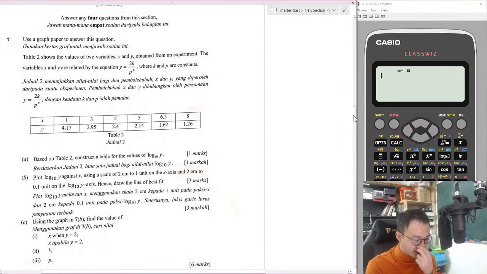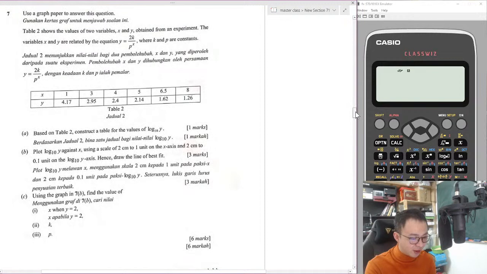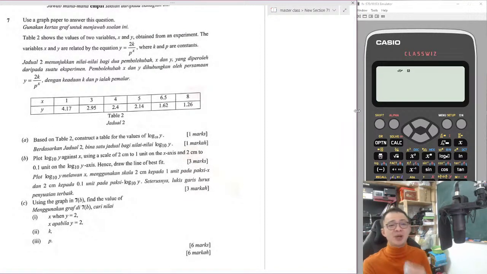Okay, now we go to the section B already. Okay, for question 7 is a linear law. I'm not going to draw for you, but I will teach you how to solve this linear law, okay?